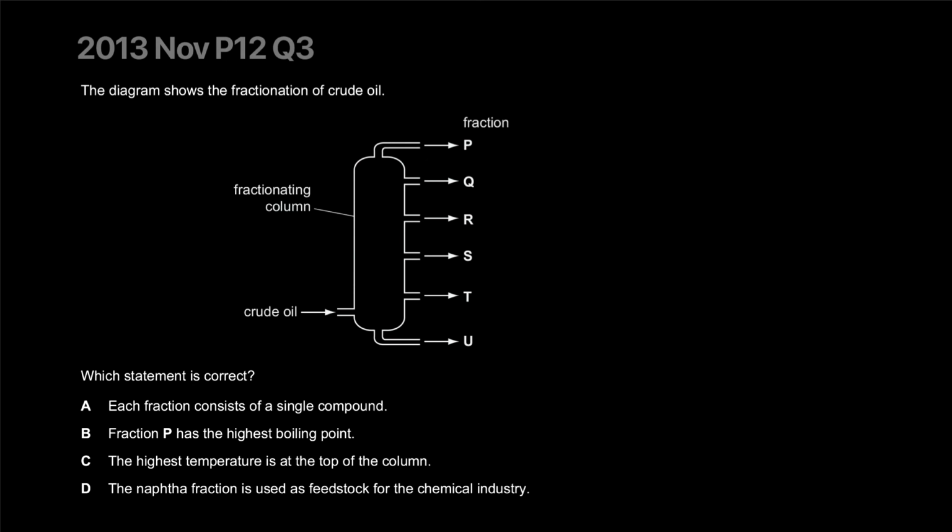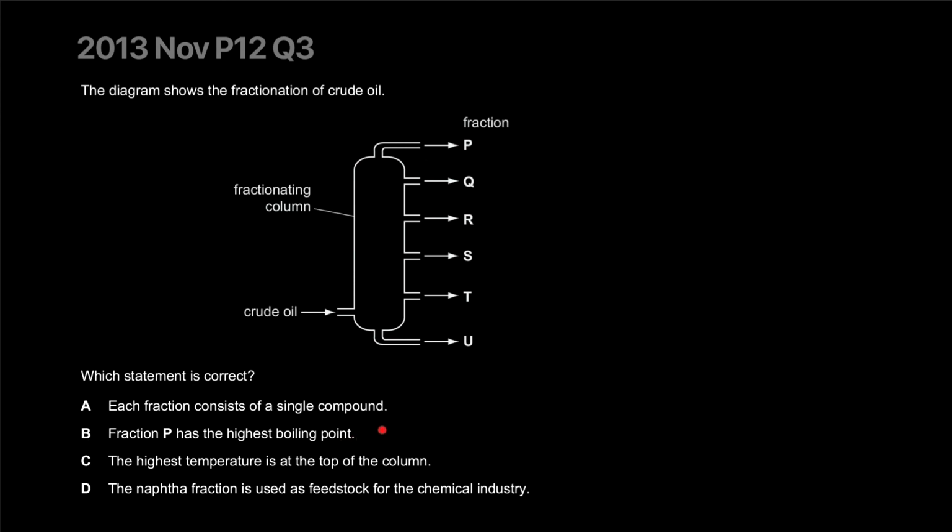Let's see. Diagram shows the fractions of crude oil. Right, you're just fractionating it. Which statement is correct? Each fraction consists of a single compound. Each fraction consists of, actually there's a range, right? I think the first one is C1 to C4 carbon, so methane to butane. All the gases come out. Yeah, it doesn't have to be single compounds. That would be ideal though.